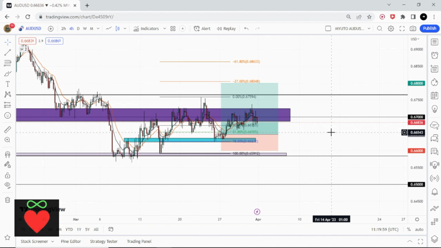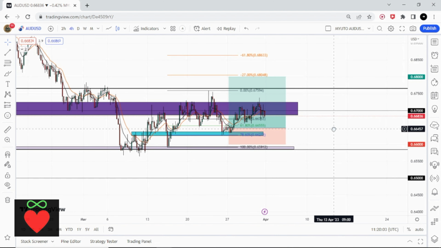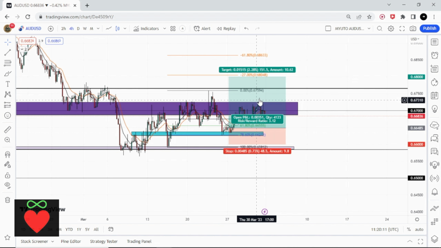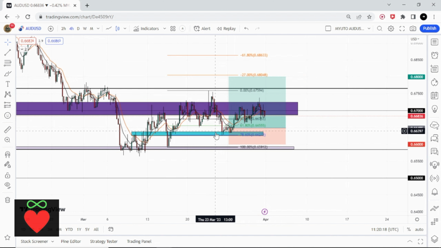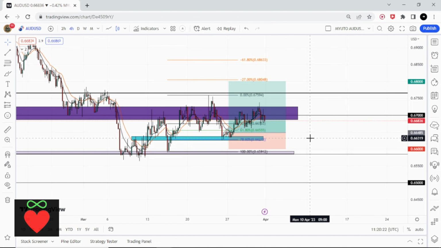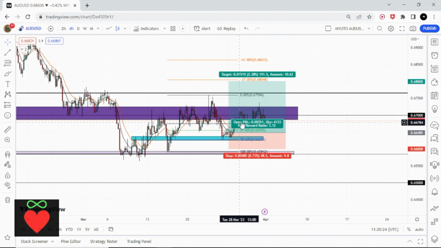So like always, we will begin with the Aussie dollar. Last week for the Aussie dollar, my analysis was that price will find support at this support level here and will continue going upwards and find resistance at our target 0.6800. And like I predicted, price did just that. Price came into profit and went above 0.6700.